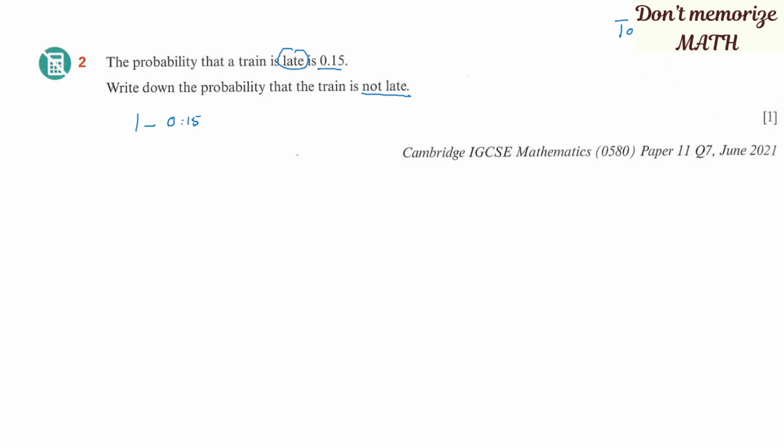Okay, this is a non-calculator paper, so just take this as 100, we just need decimal, right? 100 minus 15. What is 100 minus 15? 100 minus 15 is 85. But we need decimal, so it will be 0.85. Okay, just think like that and do the calculations easily.